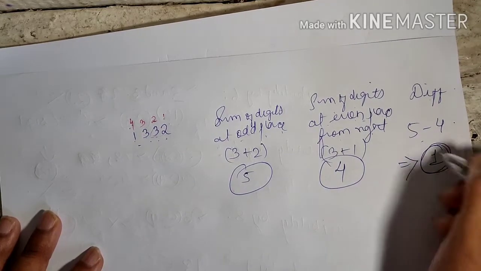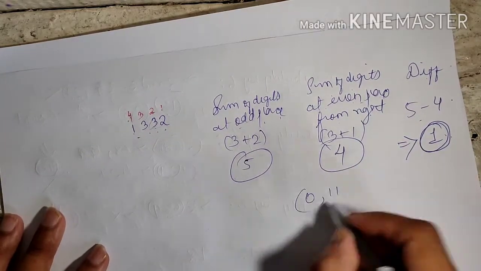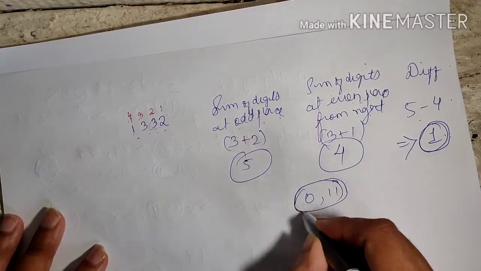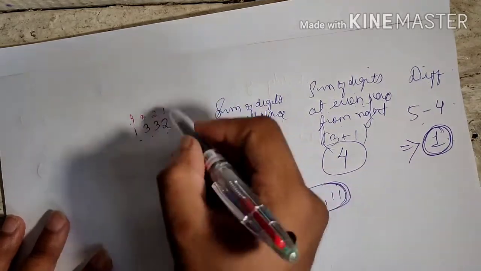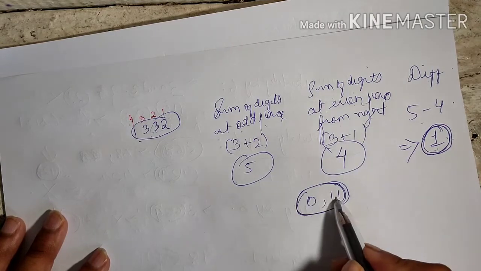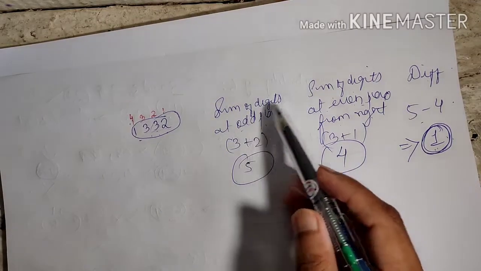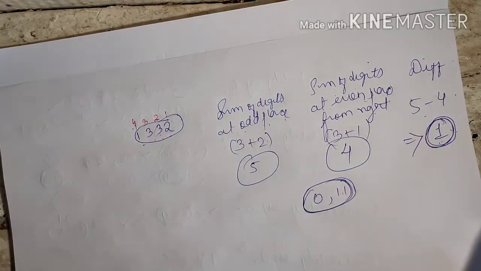So this is the answer. I told you, you should get either 0 or 11 to satisfy that a number is divisible by 11. So you are getting 1. Is this number divisible by 11? No, because the answer is 1, not 0 or 11. Divisibility by 11 is a bit of a long process, but if you understand what you have to do, the sum of digits at odd places, the sum of digits at even places, then you simply subtract the results and see whether you are getting 0 or 11 or not.